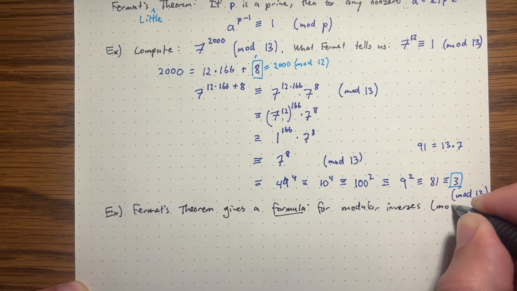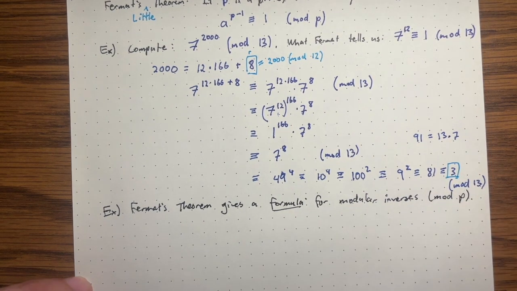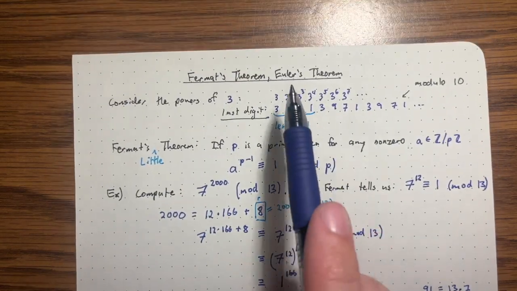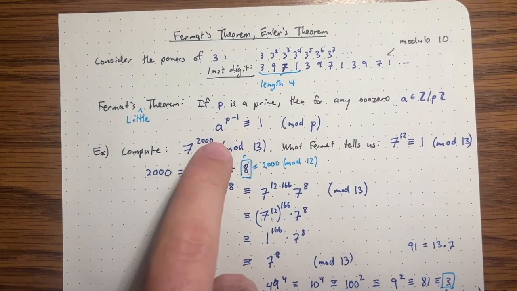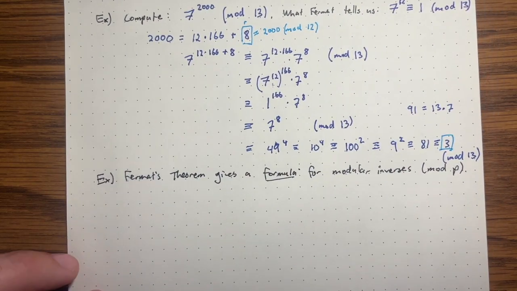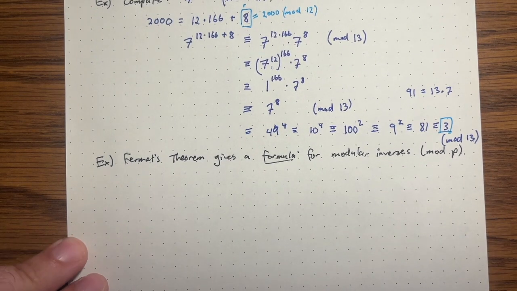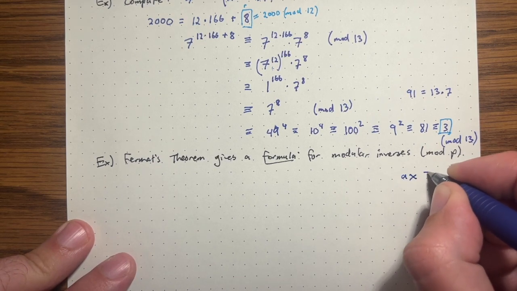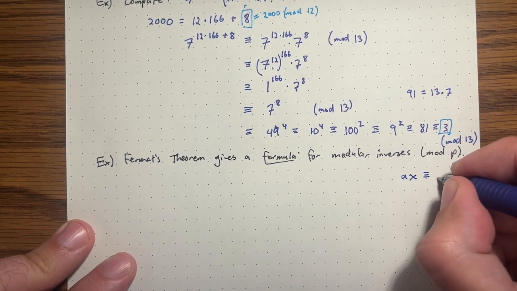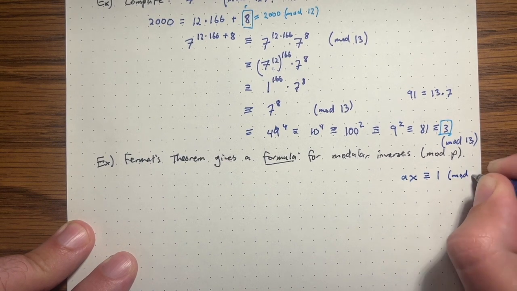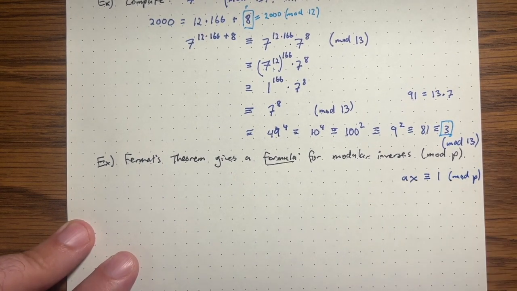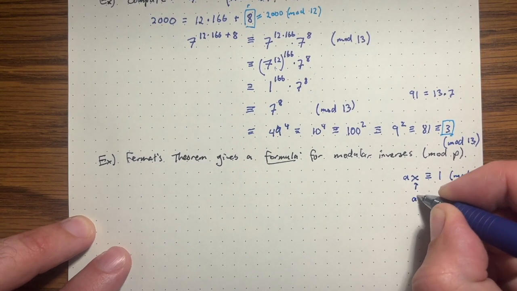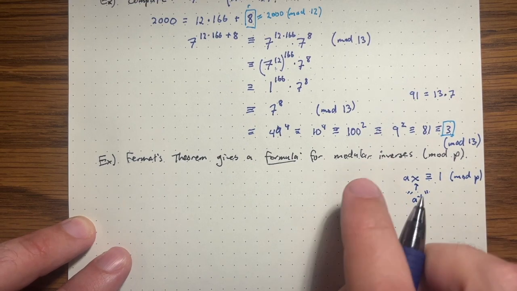Mod P. Okay. It's only if P is a prime. Although if P is not a prime, there's still a formula, and it's going to involve Euler's theorem. Euler's theorem is essentially the generalization of this theorem when P is not prime. But when P is a prime, let me remind you what a modular inverse is, first of all. The modular inverse of A is the solution to AX congruent to 1 mod P. It's the thing you have to multiply by A to get something congruent to 1. This is denoted A to the negative 1. That's the modular inverse of A.